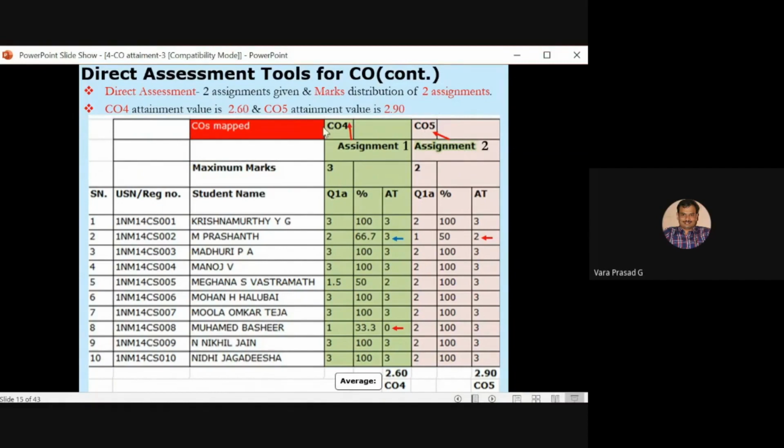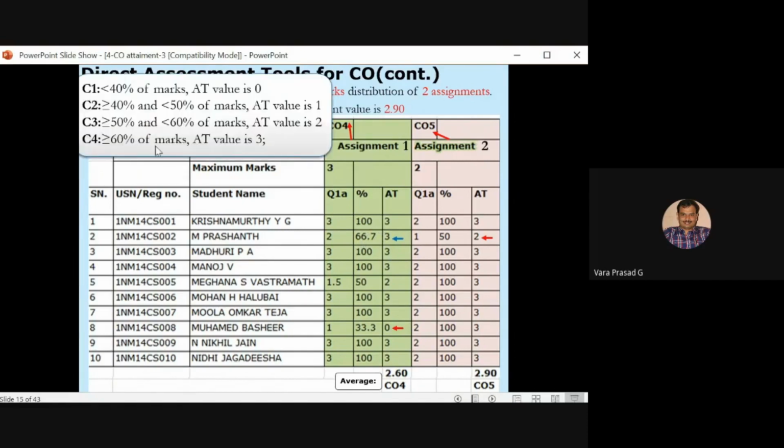Now, I want to calculate what the attainment value is here. If you look here, there is a student called Prashant. Before that, I want to say one more thing here. Assignment 1, the total marks is 3. Assignment 2, total marks is 2. Now, if you take Prashant, out of 3 in assignment 1, he has scored 2. Then what is the percentage? 2 divided by 3, how much? It is 66.7. So it is condition 4. So the attainment value is 3.